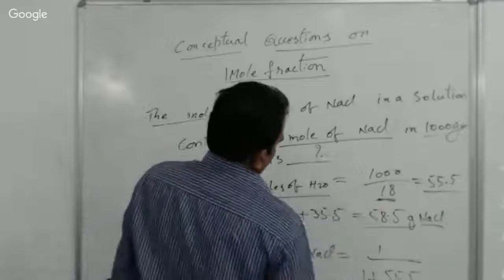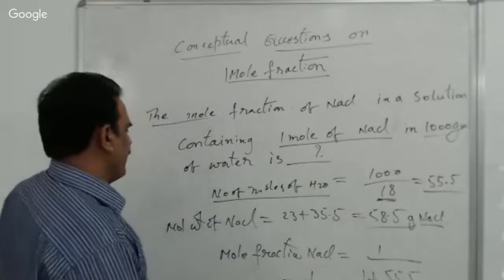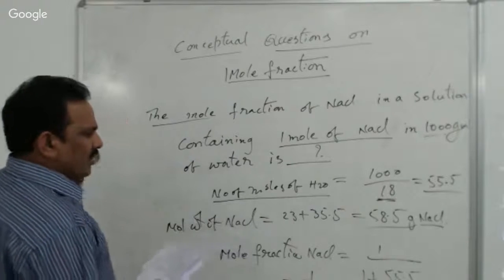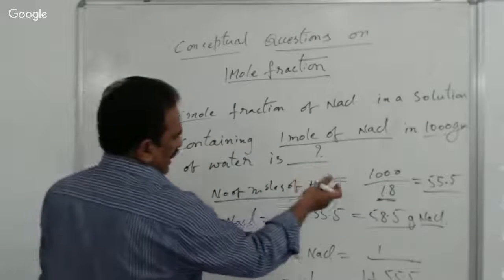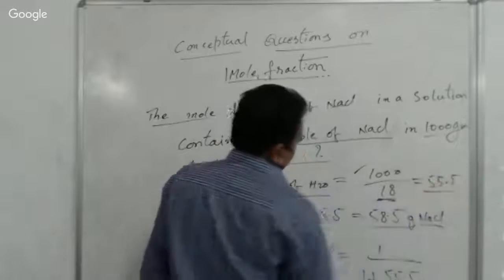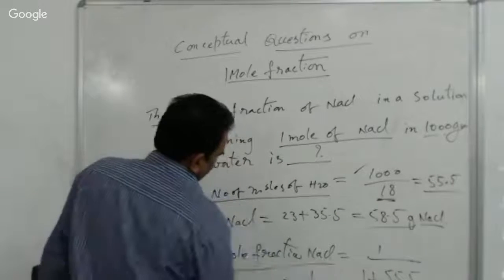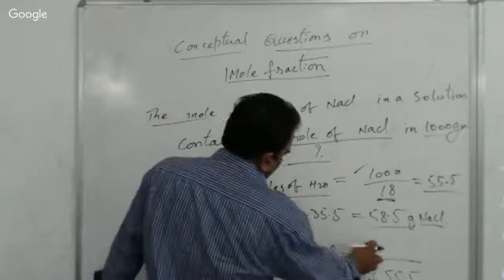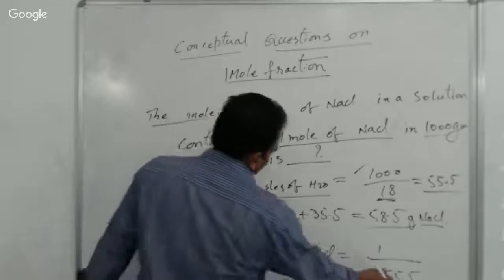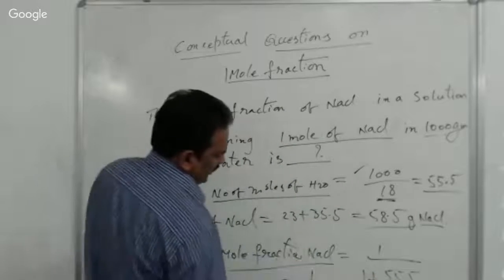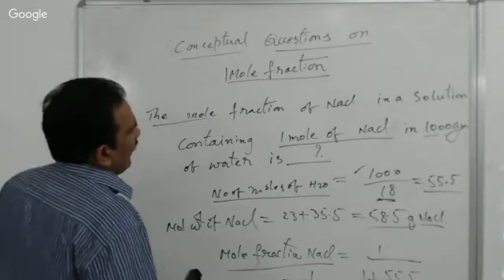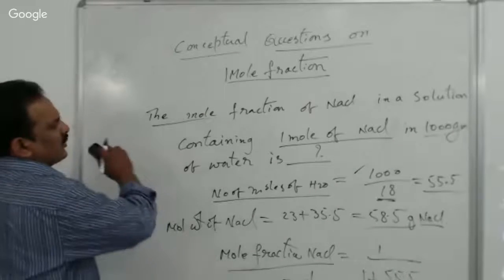So 1 mole is simply the weight we have. The mole fraction of NaCl: the number of moles of water in the liquid is the weight of water divided by the molecular weight. The weight of water is 1000 and the molecular weight of water is 18, so the number of moles of water is 55.5. The mole fraction of NaCl is the number of moles of NaCl, which is 1, divided by the moles of solute plus solvent, 1 plus 55.5. So it's 1 by 56.5, which is 0.0177. That is the mole fraction of sodium chloride present when 1 mole of NaCl is in 1000 grams of water.